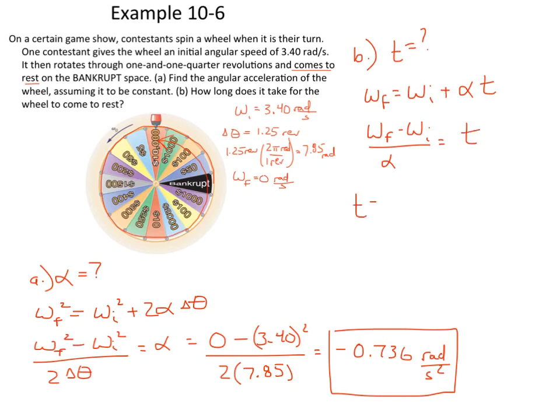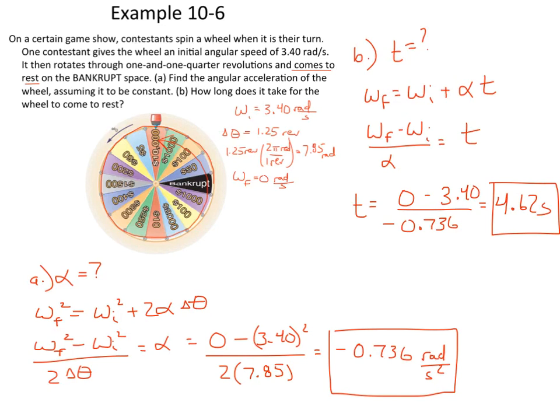So time will be our final angular velocity, 0, minus our initial 3.40, divided by negative 0.736 radians per second squared. Negative 3.40 divided by negative 0.736 gives 4.62 seconds. That seems like a reasonable amount of time for it to slow down, and that's our answer.